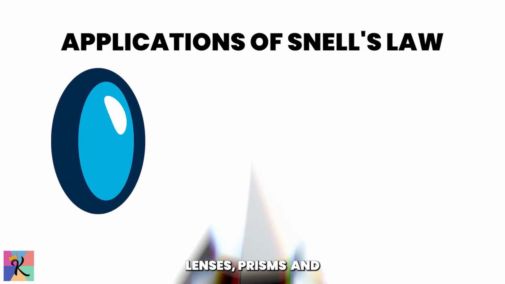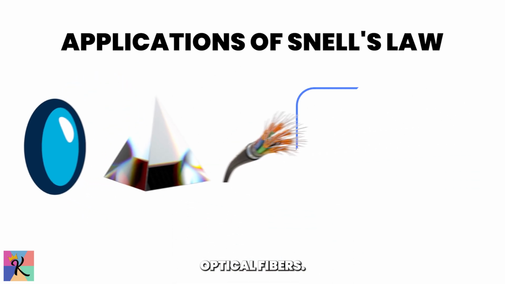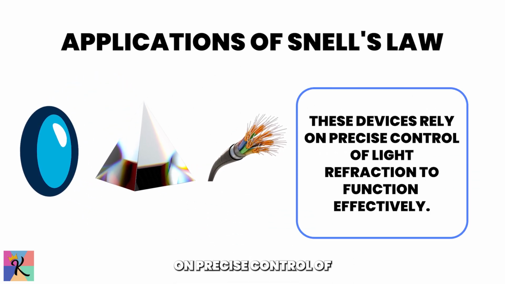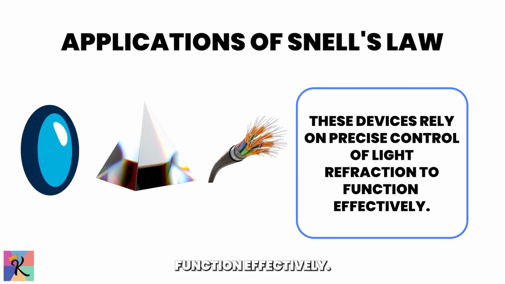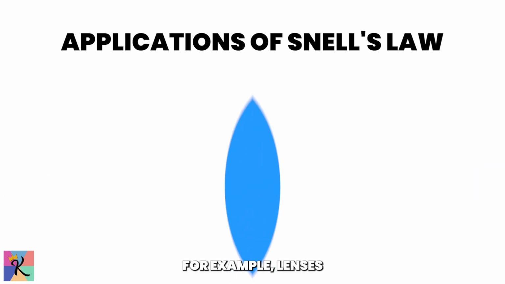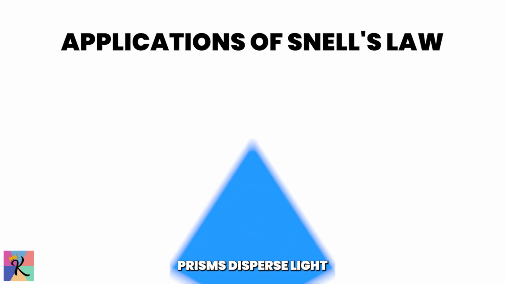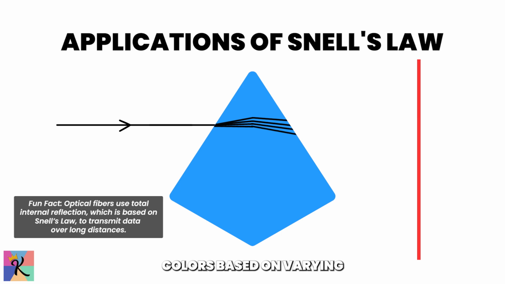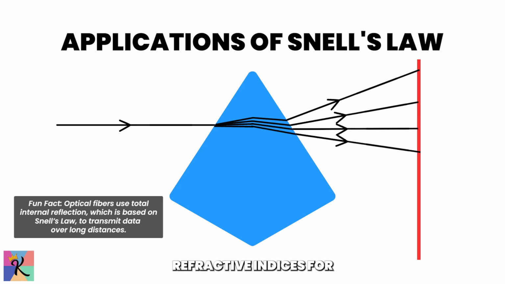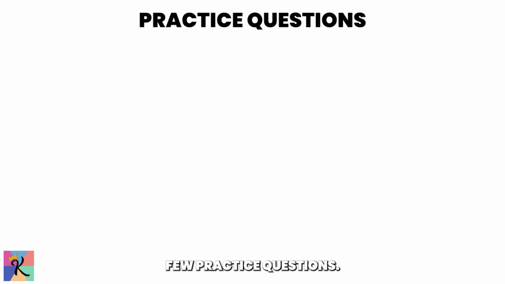Snell's law is fundamental in various applications, including lenses, prisms, and optical fibers. These devices rely on precise control of light refraction to function effectively. For example, lenses use refraction to focus light and form images. Prisms disperse light into its component colors based on varying refractive indices for different wavelengths. Now, let's test your understanding with a few practice questions. These are the types of questions that you might encounter on the MCAT.